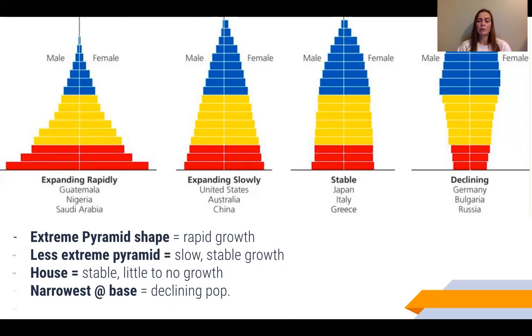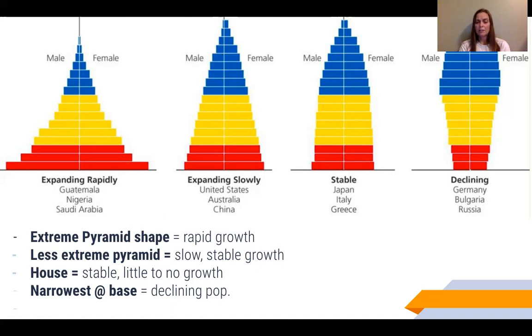Countries that are expanding more slowly would be countries like ours, the United States, Australia, even China. China sometimes falls into this expanding slowly category, sometimes falls into the stable category. And we'll talk about some of the societal pressures that come in here as well.